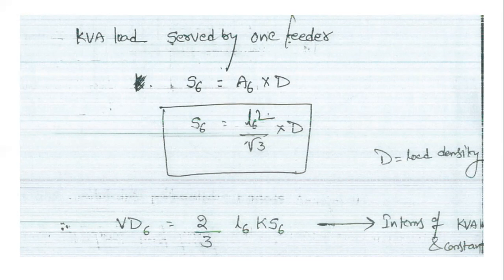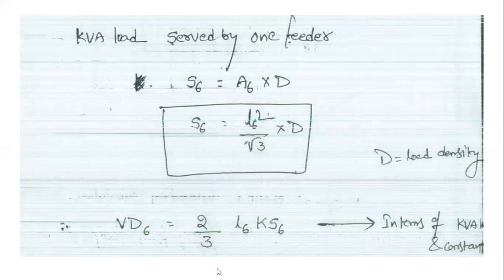S6 is the KVA power at the single feeder line, that is, the triangle ABC. Therefore S6 is equal to A6 into D. Then S6 is equal to L6 square by root 3 into D, where D is the load density.